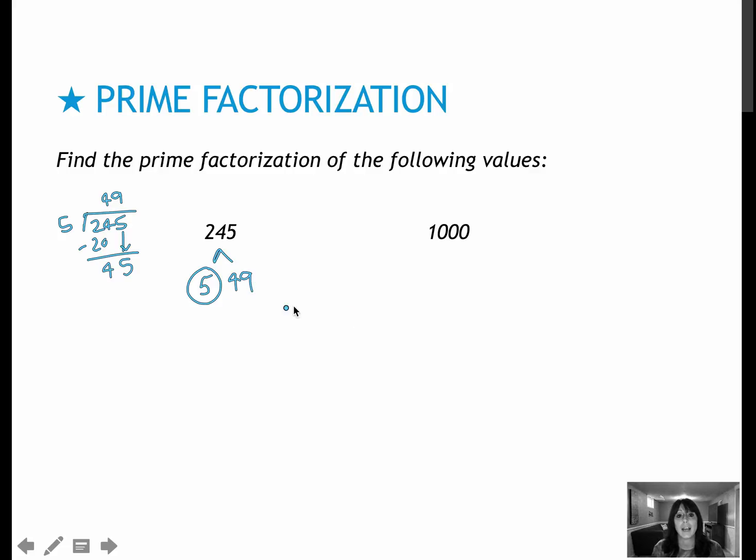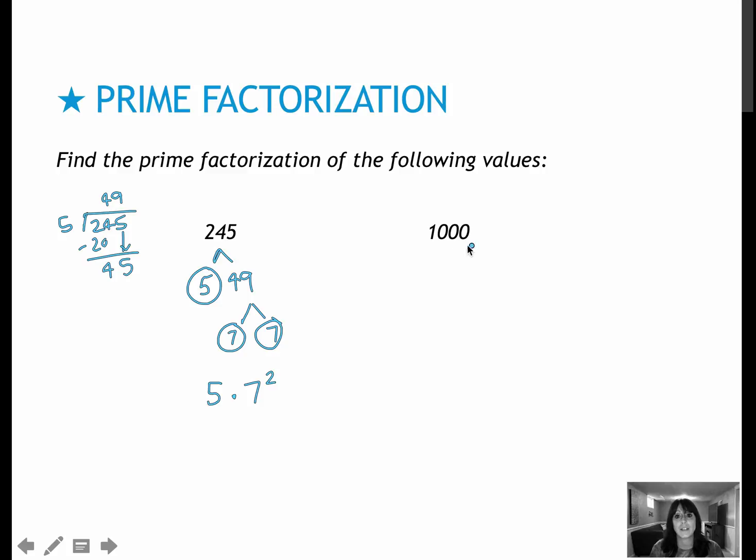Then I look at 49. You can go through your divisibility rules. Most of us know that 49 is 7 times 7. And now I'm all done. And so my answer is 5 times 7 squared. Notice that I'm writing the 5 before the 7 squared because we write things in numerical order.